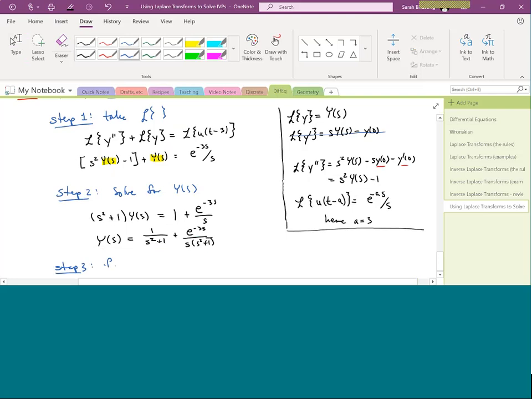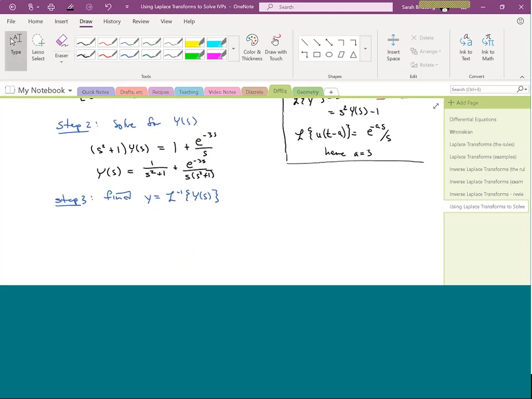Find or solve for your actual solution, which is the inverse Laplace transform of what we just grabbed. So little y, or if you prefer, little y of t, to indicate that you're going back to t's, or back to your actual solution. Now I'm going to do the same trick here that we did before when we were dealing with discontinuous functions. I went ahead and pulled that e raised to the negative 3s out front.